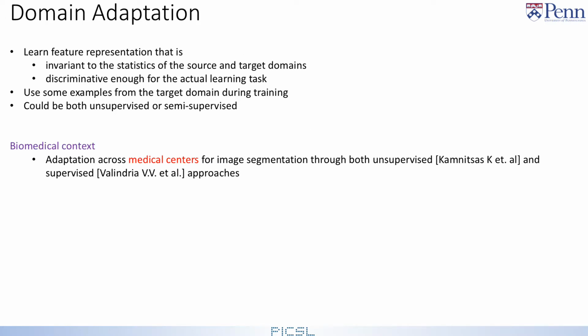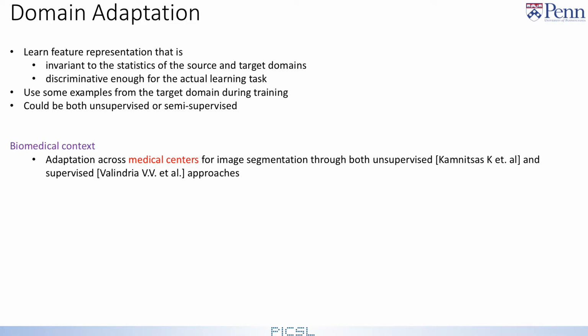Domain adaptation learns a feature representation that is both invariant to the statistics of the source and target domains and is discriminative enough for the actual learning task. Domain adaptation uses some examples from the target domain and could be either unsupervised or supervised. There has been several prior work in domain adaptation for biomedical imaging across several settings. We briefly highlight some of the key methods.